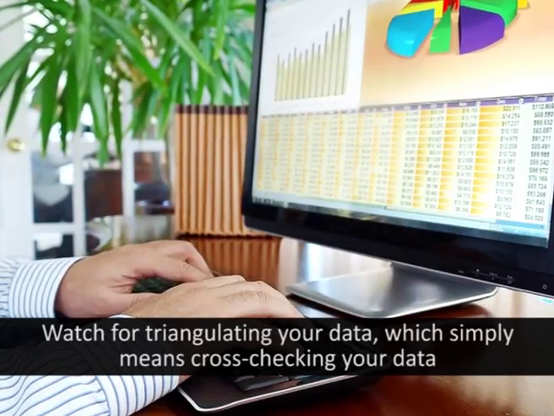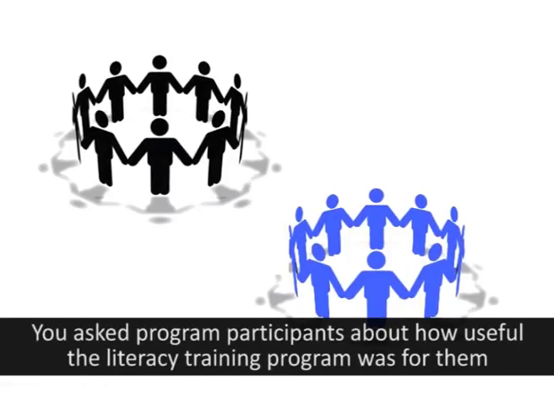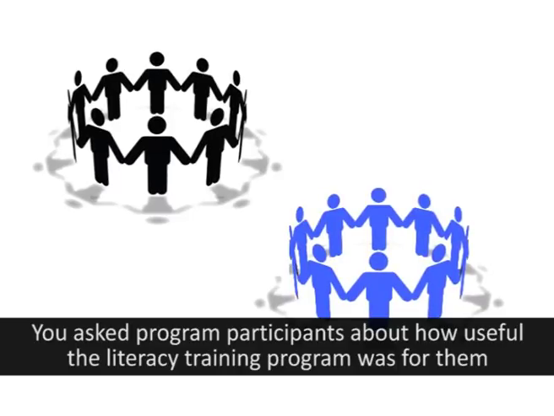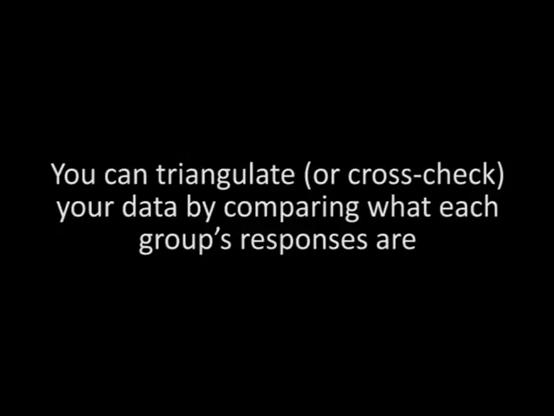Watch for triangulating your data, which simply means cross-checking your data. Here's an example. Let's say you asked program participants about how useful the literacy training program was for them, and you also asked the same question of the program staff. You can triangulate or cross-check your data by comparing what each group's responses are. If the participants say it was terrible and the program staff says it was great, you know you have an issue. If they both say the same thing, you can be more confident in what the data is telling you.